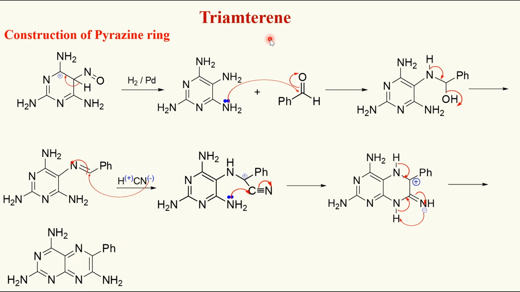It is a potassium sparing diuretic which has been used along with thiazide diuretics for the treatment of hypertension. This is one of the drugs of choice used for the treatment of hypertension, especially when we require potassium sparing diuretics.